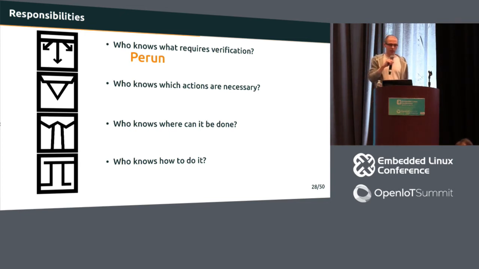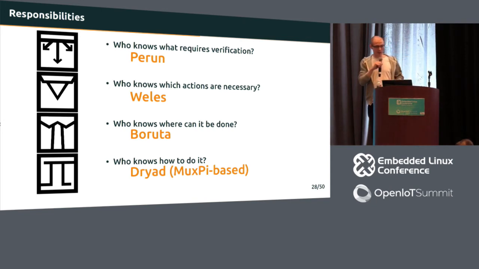Perun in Slavic legends is a demigod with the biggest powers. So he was chosen for the first layer. As for the actions that are necessary to be taken care of, it's the job for Weles. Weles in Slavic legends is a god of the underworld and takes care of it. As for being able to know where those actions can be done, it's a job for Boruta. Boruta in Slavic legends is a caretaker of the forest and all living creatures. And the knowledge of how to perform all those actions is a job for Dryad. Dryads are the free souls of the forest.